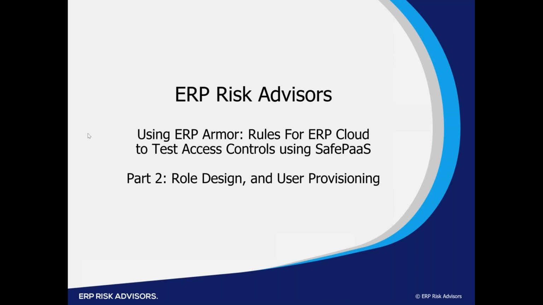All right. Well, hopefully everyone can see the slides. This is using ERP Armor rules for ERP Cloud to test access controls using SafePaaS. We went a little bit longer than I expected in the first part. The goal in part one was to get through some of the role design and user provisioning aspects. We didn't get through that, so we're going to get through that today.